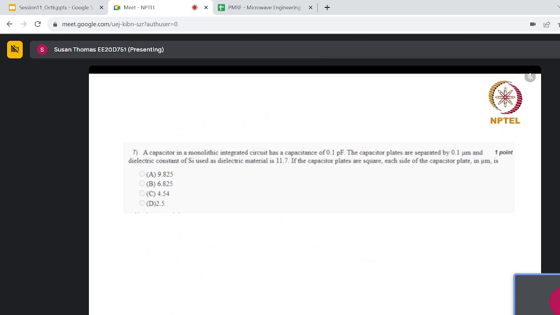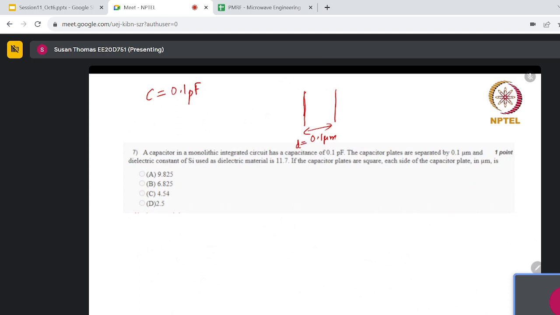Now coming to the next question. This is realizing a capacitor in a monolithic integrated circuit. Like the previous question where there was realizing a resistor, in this question you are going to realize a capacitor. The value which you need to realize is 0.1 picofarad. You have two capacitor plates, and they are separated by 0.1 micrometer. So this is the distance between the plates of the capacitor.